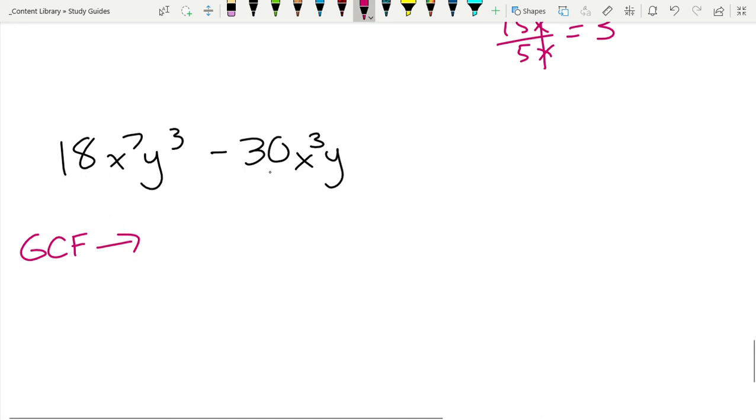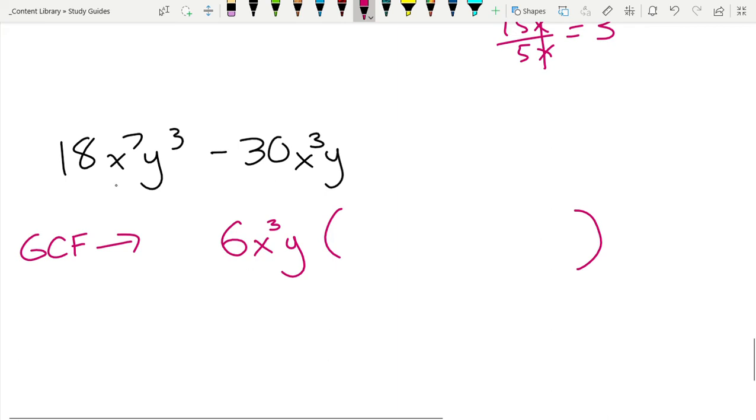The biggest number that goes into 18 that also goes into 30 is a 6. Then we look at x's. This has 7, this has 3. So the most that they would have in common with each other would be 3 of them. Now we look at their y's. This has 3, this has 1. The most they share in common is 1.